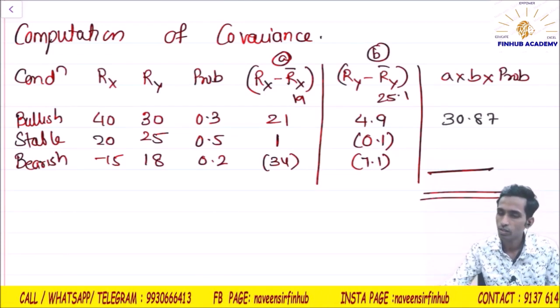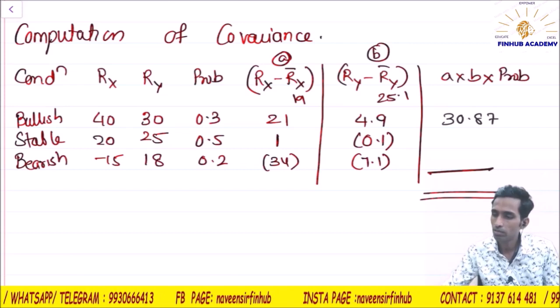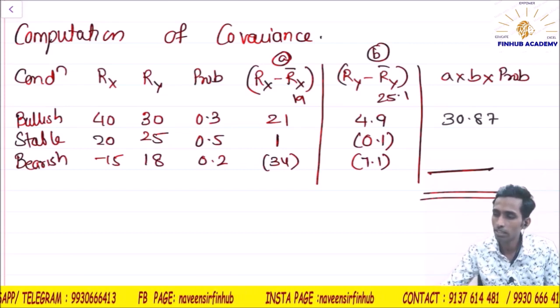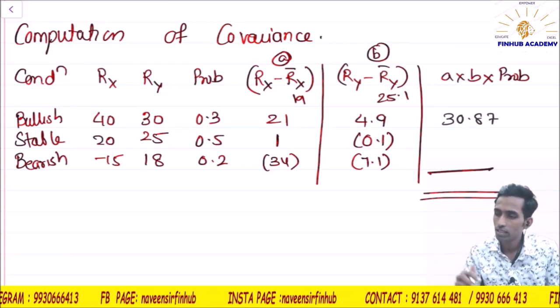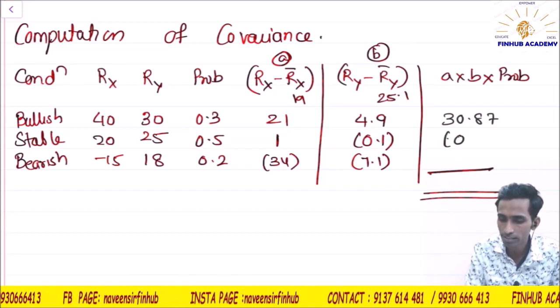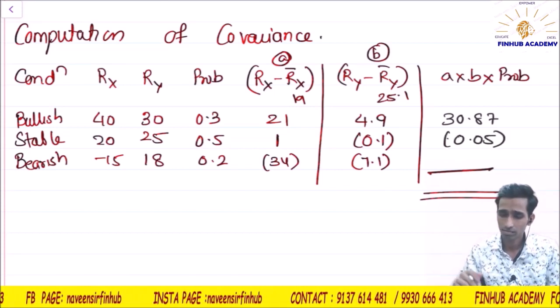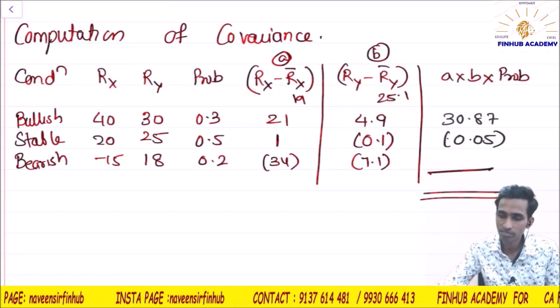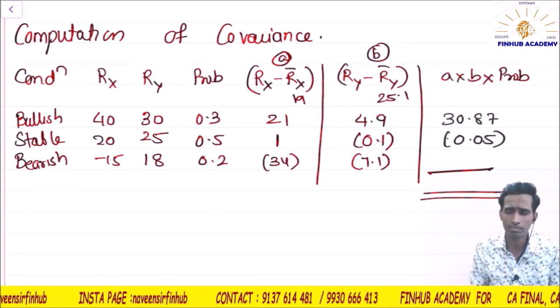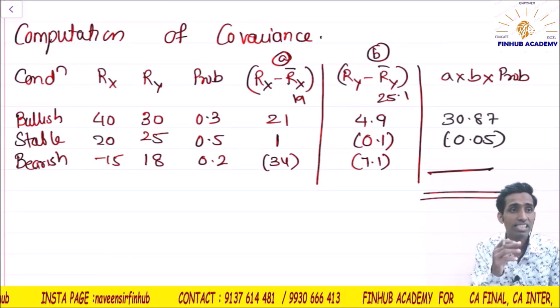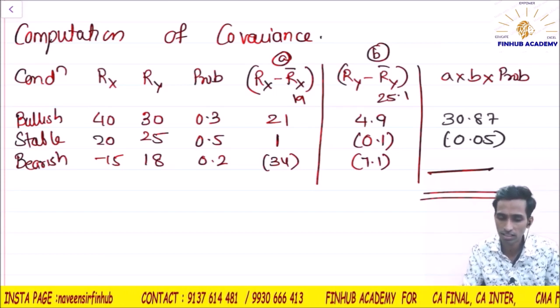Okay. So next, 1 multiplied by 0.1 multiplied by 0.5. So it's minus 0.05, M plus. Right? See that you have taken minus. Otherwise, it will be wrong.